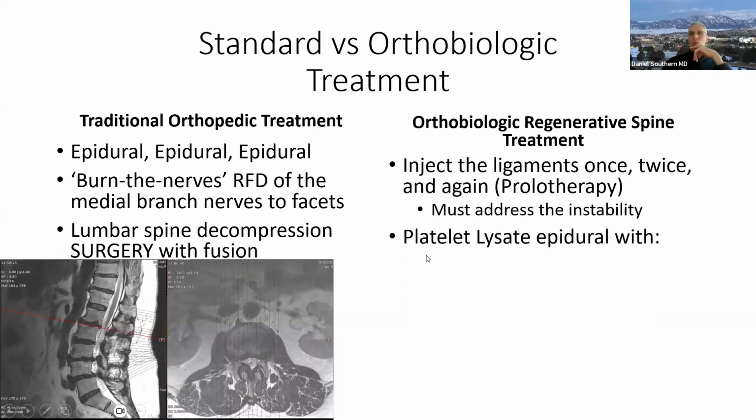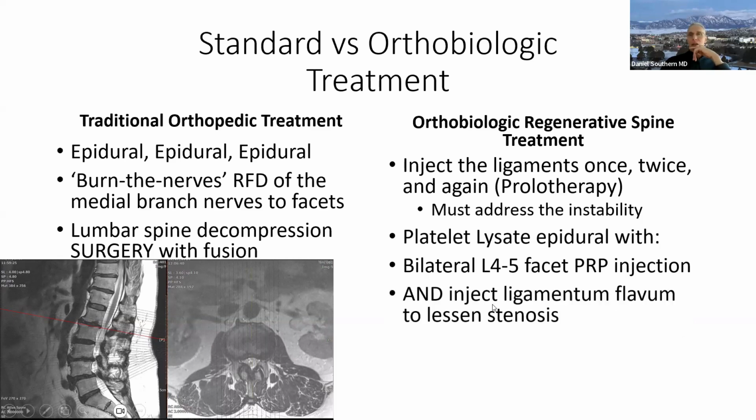Number 2, we're going to do a platelet lysate epidural. We're not going to use steroids. We're going to do an epidural probably down here at L5-S1 because everything travels north and we want it to be concentrated right here. We're also going to do bilateral facet injections into these gnarly arthritic-looking joints. And we're going to inject the ligamentum flavum to lessen the stenosis.